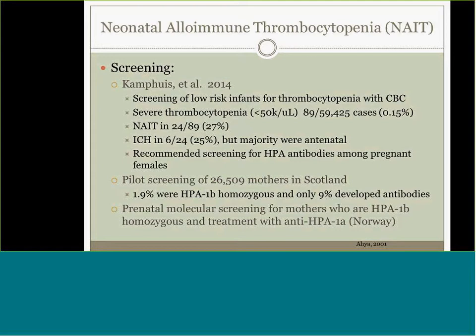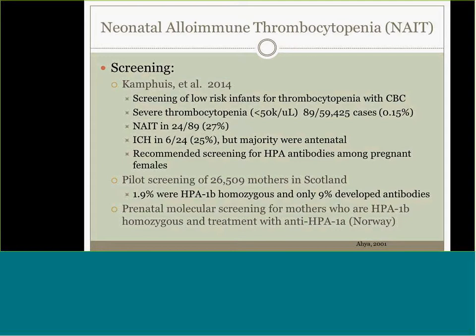In a molecular screening of 6,000 mothers in Scotland, they said about 2%, which is exactly what we would expect in the Caucasian population, would be HPA homozygous, but only 9% developed antibodies. So again, using molecular screening as opposed to antibody screening, we're picking up a lot more mothers. We're picking up all those mothers with that phenotype, but not all the ones who may have that associated DRB3 that makes them more predisposed to have antibodies.